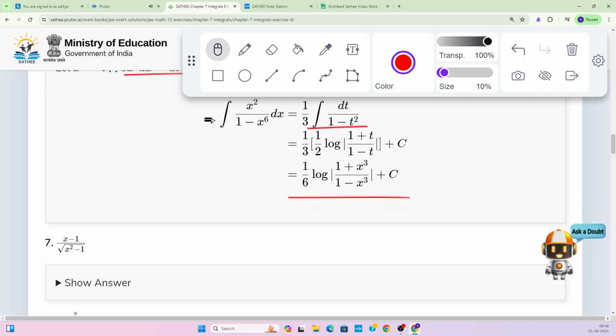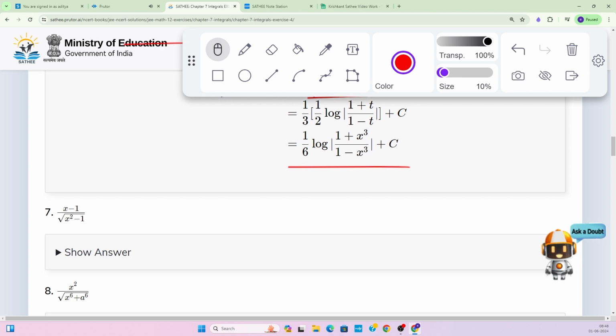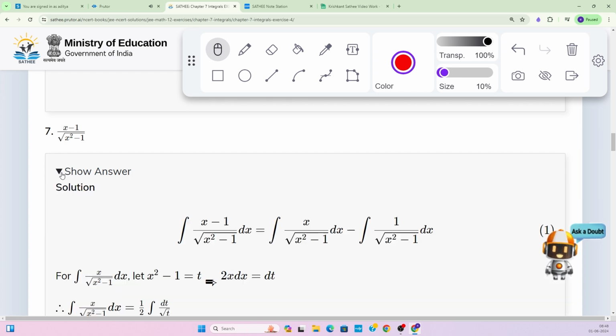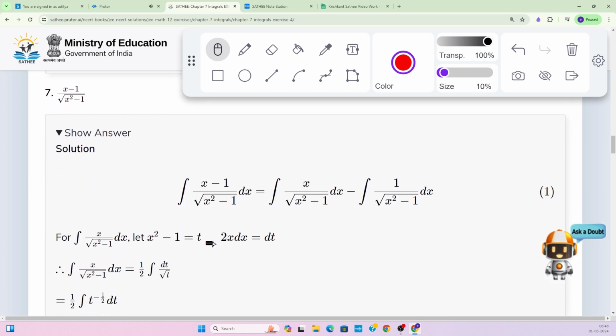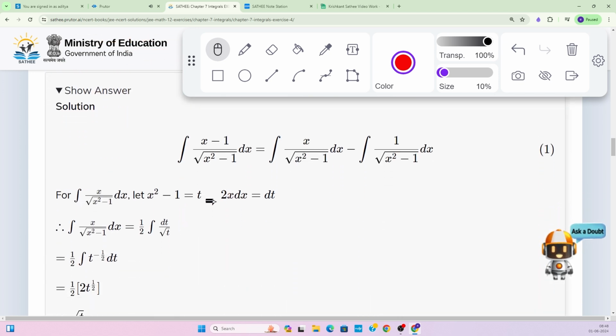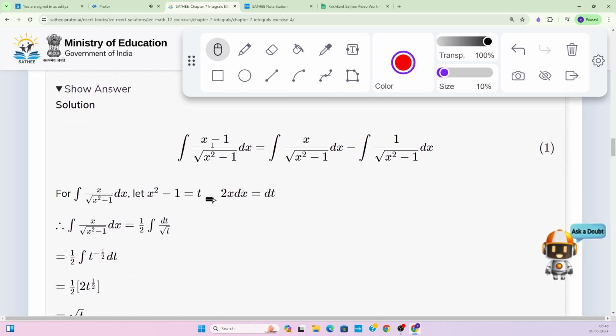Okay, let us move to the seventh problem. The seventh problem says integrate x minus 1 over the root of x square minus 1. You will get what? Quite simple. So first of all, separate it. You will have x divided by root of x square minus 1 dx, minus the integration of 1 over root of x square minus 1. You know the direct integral for this thing. Yes, you just saw it in the theory class.